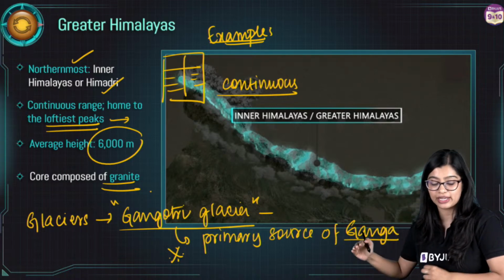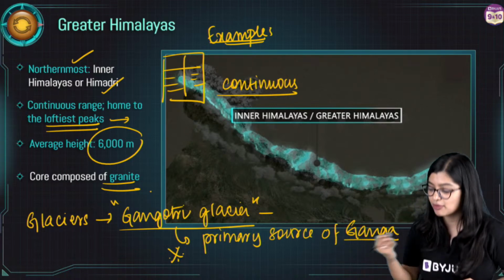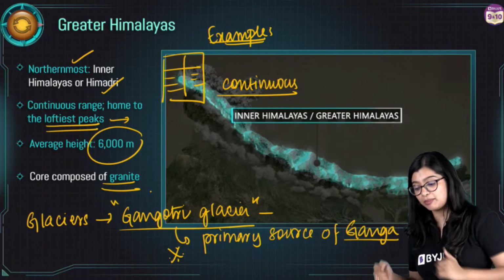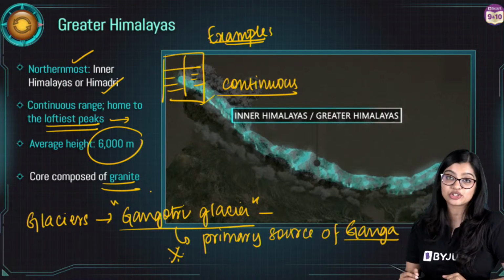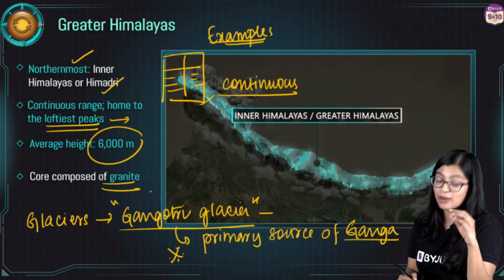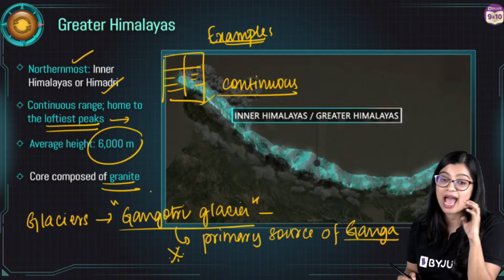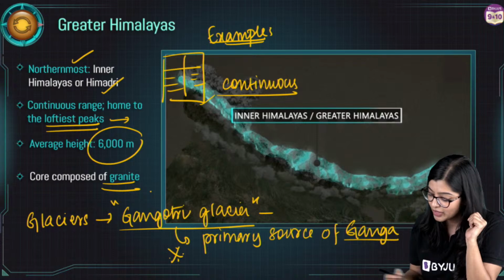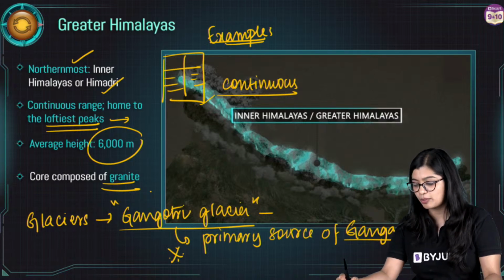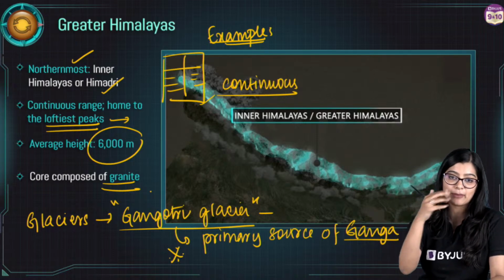Now some of the states through which this particular range passes. This is a long range, right? Some of the states through which it passes are Jammu Kashmir, parts of Himachal, parts of Uttarakhand and parts of Sikkim. Yes? So this is super duper important to remember.